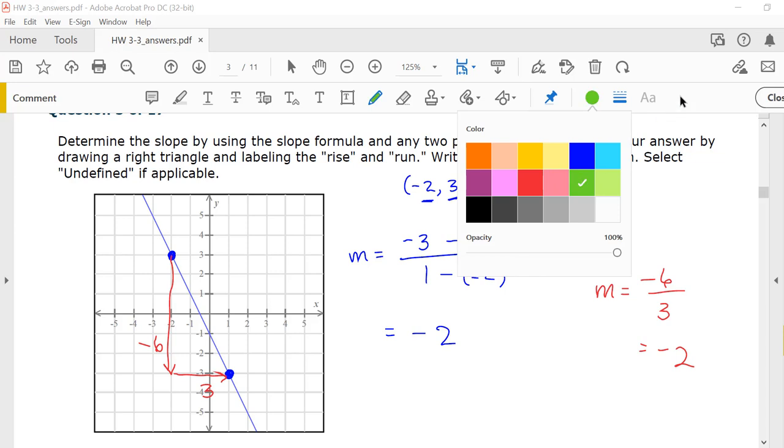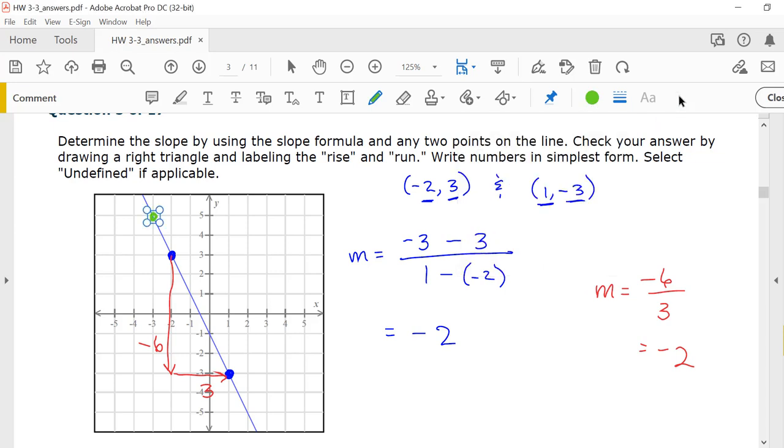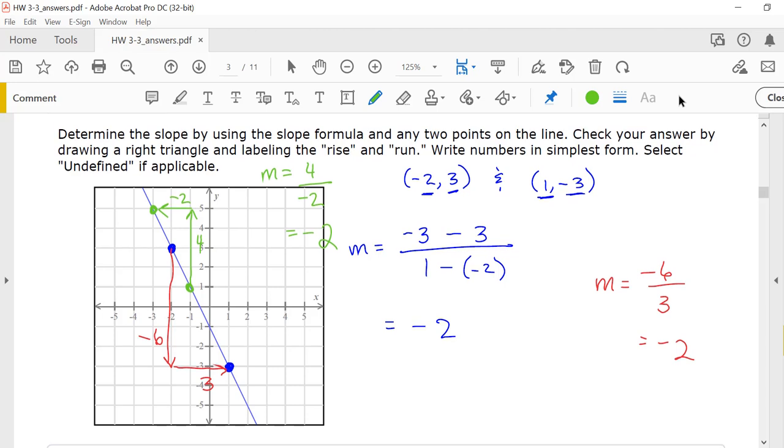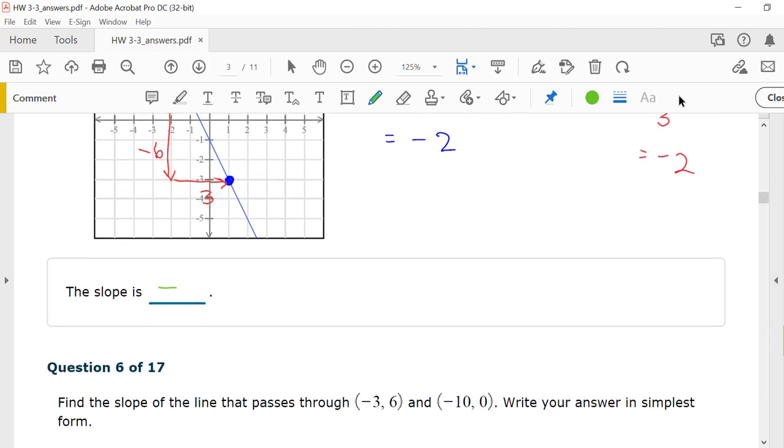Let's do another set of points. Let's go from this point to say this point. I would go up. How many is that? 1, 2, 3, 4. So up 4 and then left 2. So negative 2. Up 4, left 2 gives me a slope of negative 2. No matter what point you pick, no matter if you go up, then left or right, or down and then left or right, the slope for this line is always negative 2.